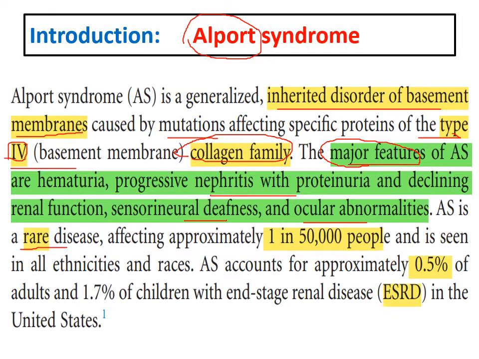It is a rare disorder affecting around 1 in every 50,000 people, and Alport syndrome accounts for around 0.5% of all adults with end-stage renal disease, and around 1.7% of children with end-stage renal disease.